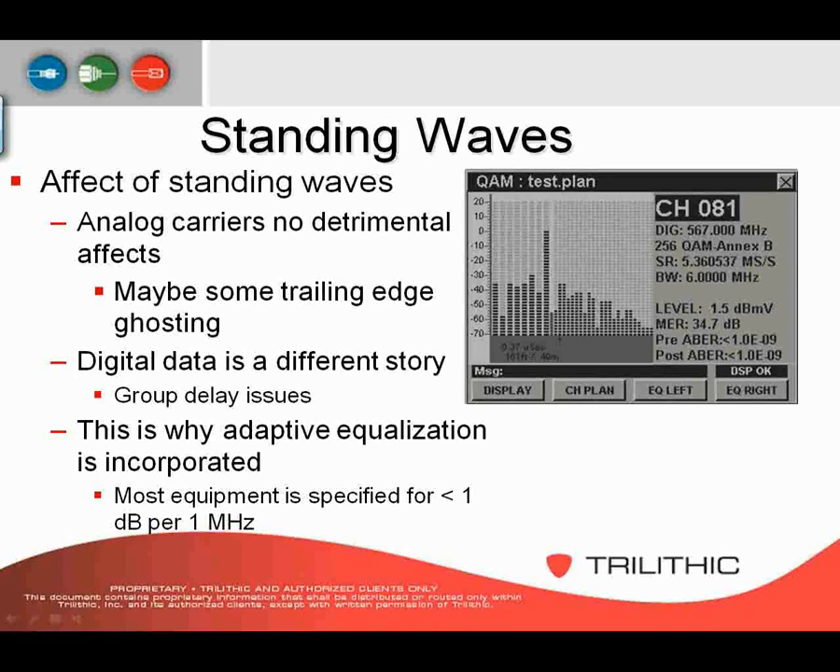Digital data, though, is a totally different story. You can have group delay issues. And this is why adaptive equalization is incorporated. And most equipment is specified for less than 1 dB per 1 megahertz for adaptive equalization.